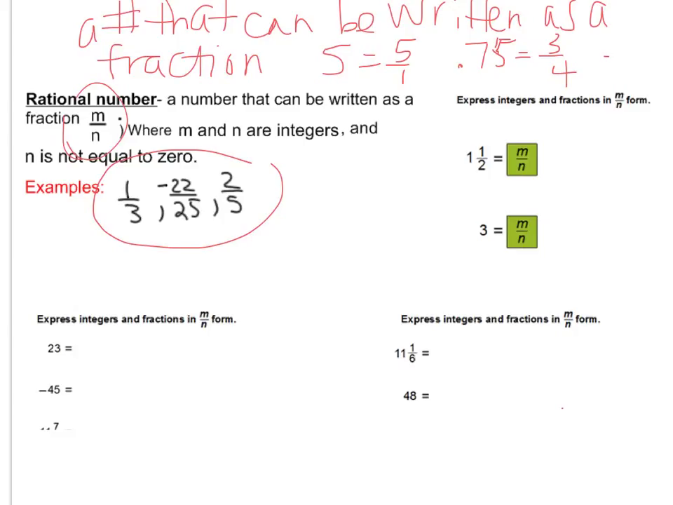So if I have 1 and 1/2 and I need to turn the mixed number into just a fraction, we need to make it an improper fraction. So you take the denominator and you multiply it by the whole number. 2 times 1 is 2, and then you add the numerator. So this is going to be 3/2. Okay? And then same thing over here. 3 is a whole number. You put it over 1. 3 over 1. All right, then we have whole numbers. It's 23. So again, that's going to be 23 over 1. Negative 45 is going to be negative 45 over 1.